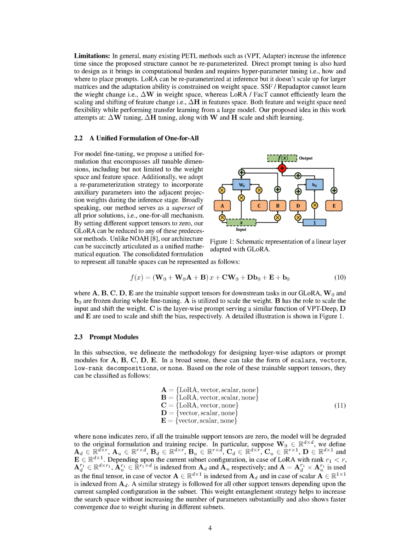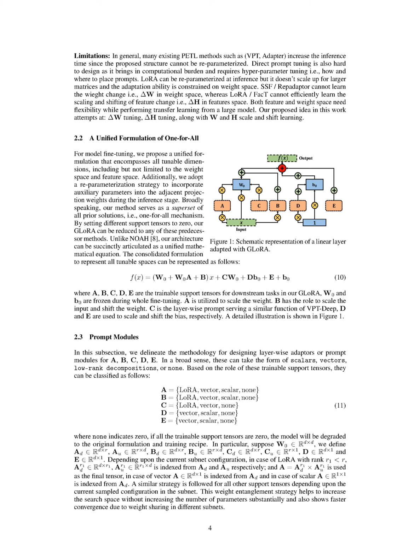Section 2.2 A unified formulation of one for all. In Section 2.2, titled, A Unified Formulation of One for All, we present a new, unified approach to fine-tuning models. This approach considers all possible elements that can be tweaked or adjusted in a model, such as the weight space and feature space, and not just these two. To make this possible, we utilize a strategy called re-parameterization. Here, we incorporate auxiliary parameters, or helper parameters, into the adjacent projection weights during the stage of the model's operation known as inference.